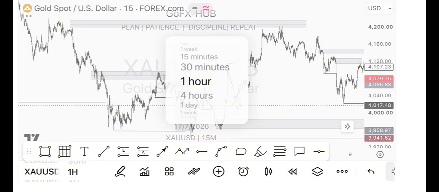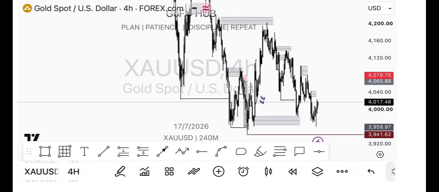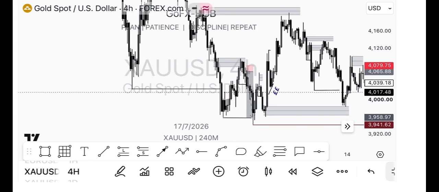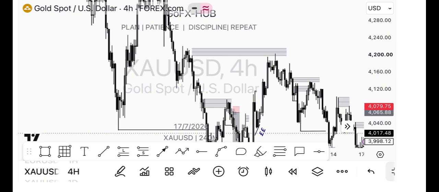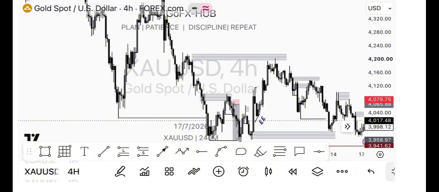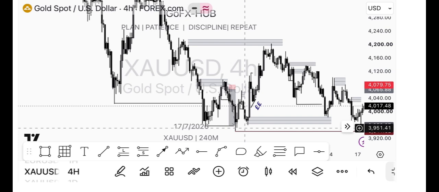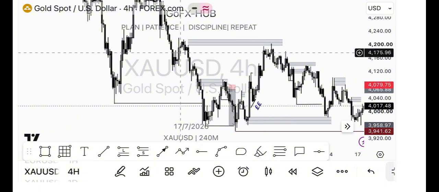Let's go to 4 hours first. So at 4 hours, this is what happened. The market got to a demand zone at this exchange side, then went upward. But at this current side of the market, gold has been bearish for some months, some weeks, some days, and now all of a sudden we saw a push from this side, and we tested this side, then broke this lower high, and went up to mitigate this.